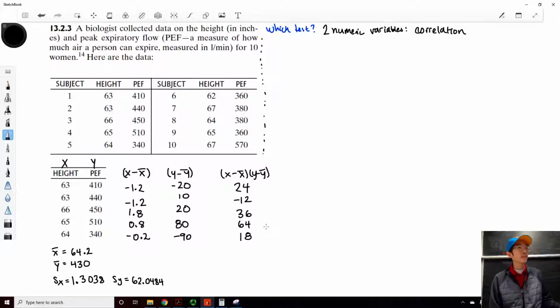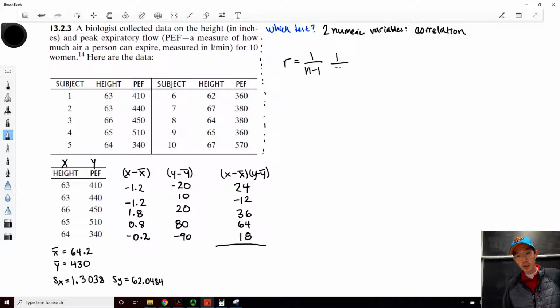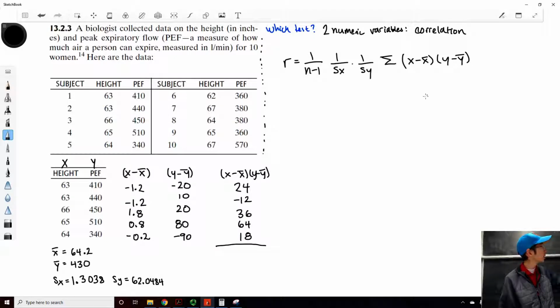All right. And then what do we do now? So our formula for R is 1 over n minus 1, times 1 over the standard deviation of x, times 1 over the standard deviation of y, times the sum of x minus x bar times y minus y bar. It's really 1 over n minus 1 times the sum of z of x and z of y, but we can pull out the standard deviation of x and standard deviation of y.